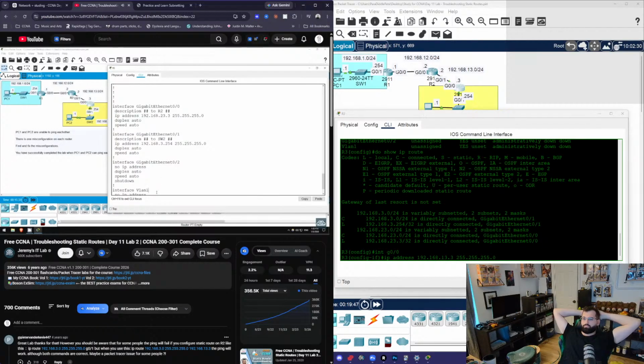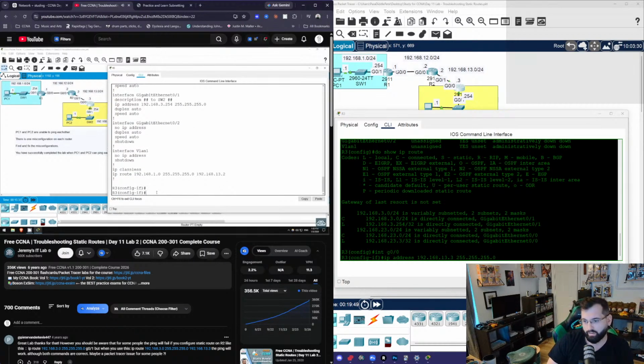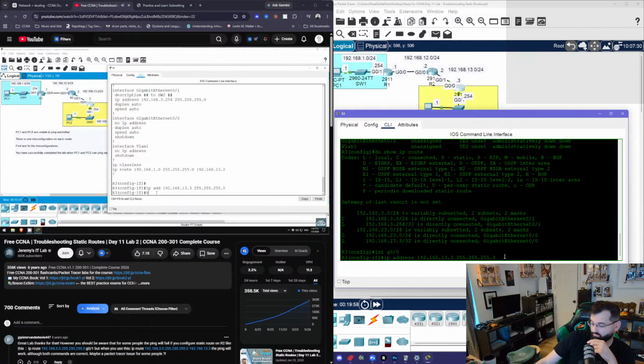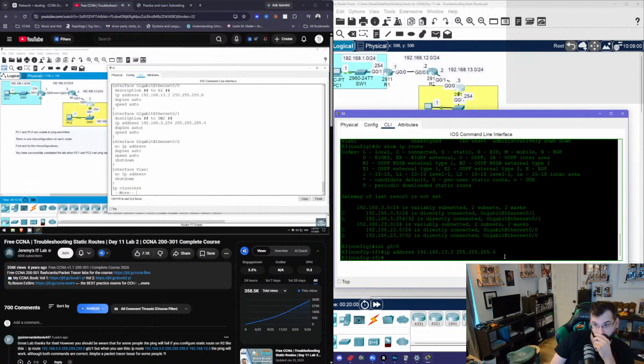Okay, here's the incorrect IP address. Now let's configure the correct IP address: 192.168.13.3, 255.255.255.0. Let's check the config again. Do show running-config. As you can see, the previous configuration was automatically overridden. We did not have to delete it.